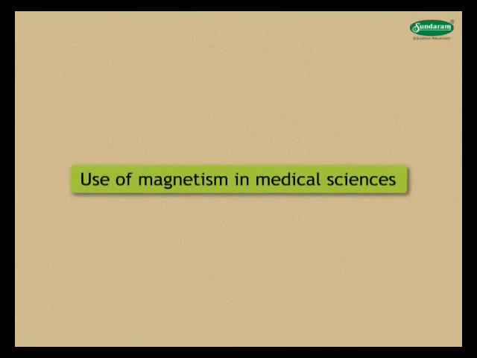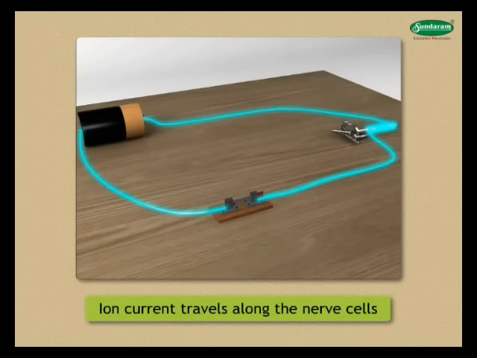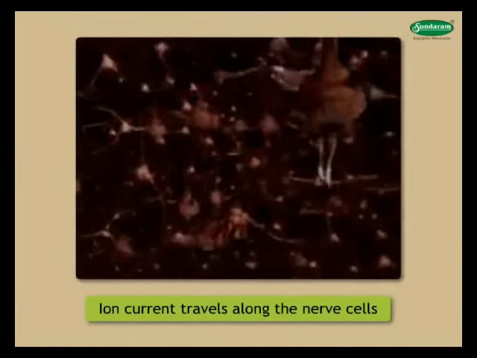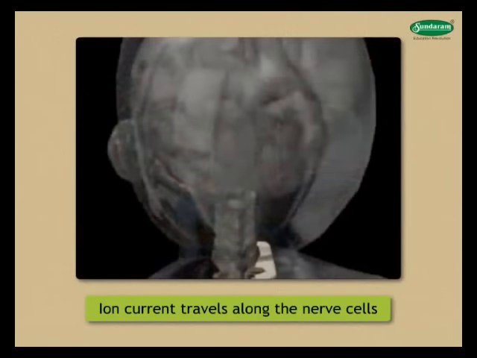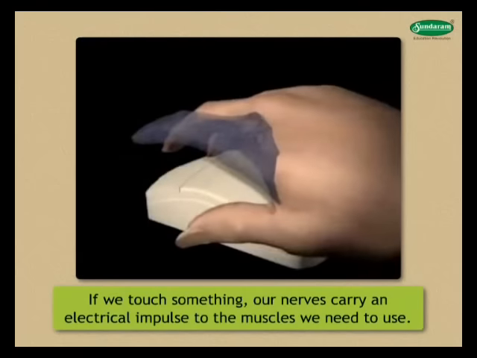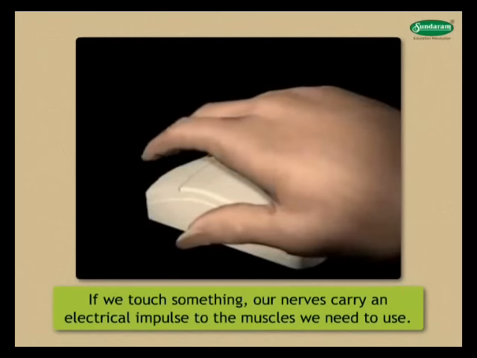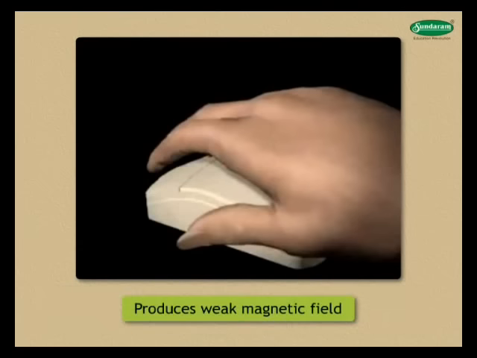Let us look at the use of magnetism in medical sciences. Electric current produces a magnetic field even if the current is very weak. Ion current, which is very weak and which travels across the nerve cells in our body, produces magnetic fields. If we touch something, our nerves carry an electrical impulse to the muscles we need to use. This produces a weak magnetic field.